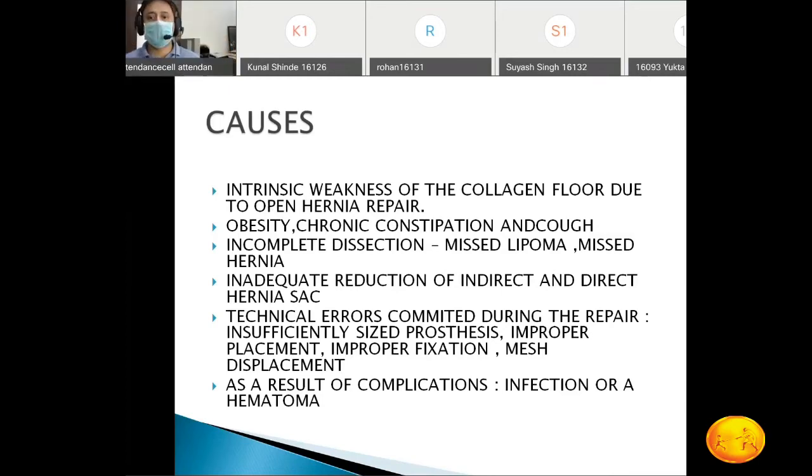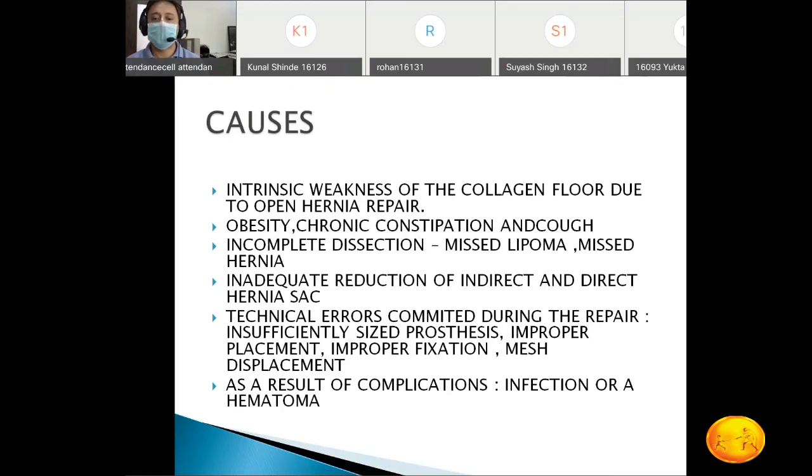Intrinsic weakness of the collagen floor due to open hernia repair. Obesity, chronic constipation, and cough are the cause. Incomplete dissection, missed lipomas, missed hernia are the cause. Then inadequate reduction of indirect and direct hernia site. There could be technical errors committed during the repair, like insufficiently sized prosthesis, improper placement, improper fixation, or mesh displacement.